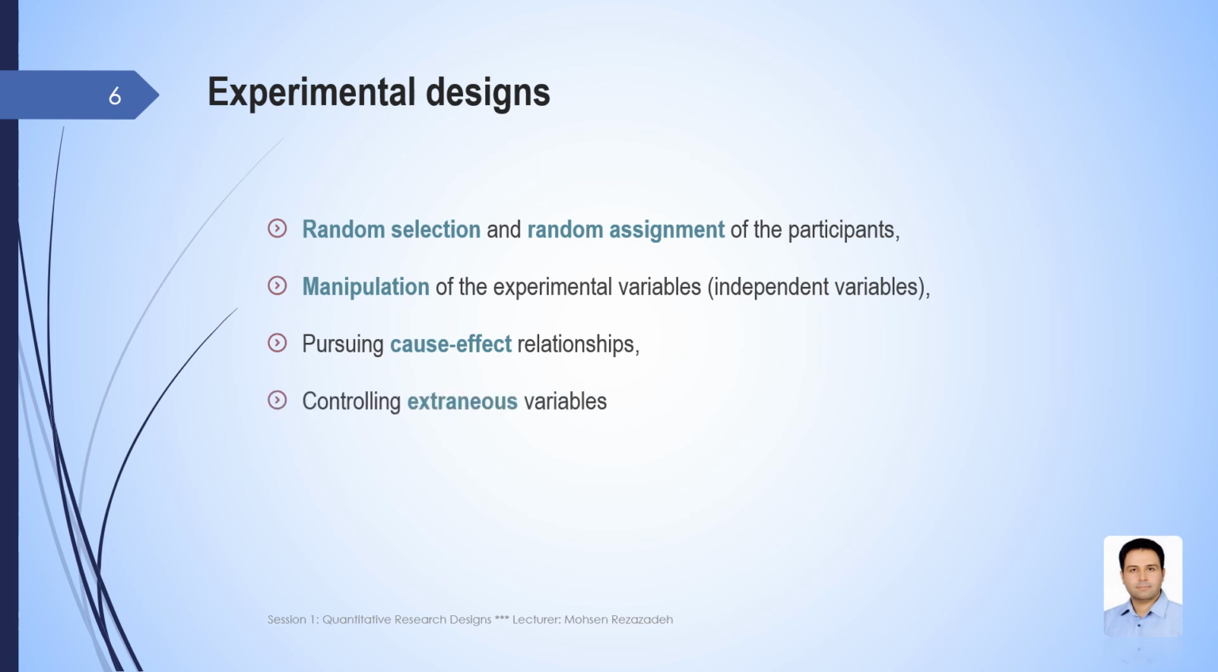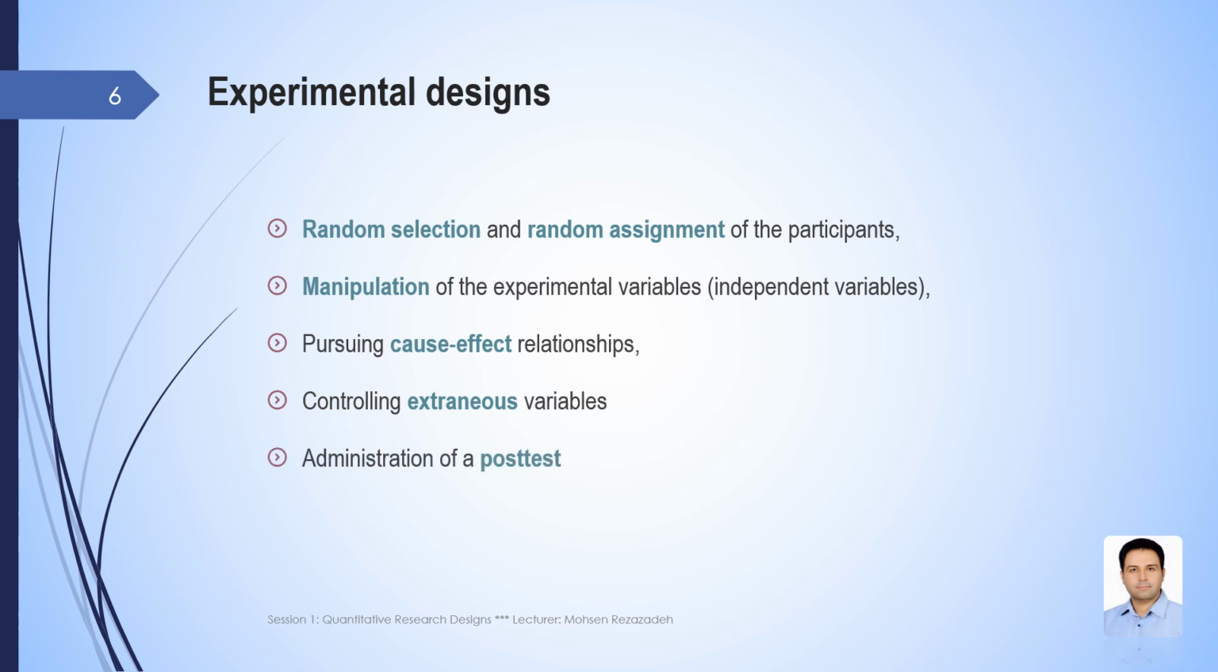Another thing is to control the extraneous variables. When we want to see the effect of one variable on the other one, we need to make sure that we don't have any other variables that in some way threaten the results. That is, the effect which we find should only be related to the focus of the study. How can we do this? We need to control all of the extraneous variables.